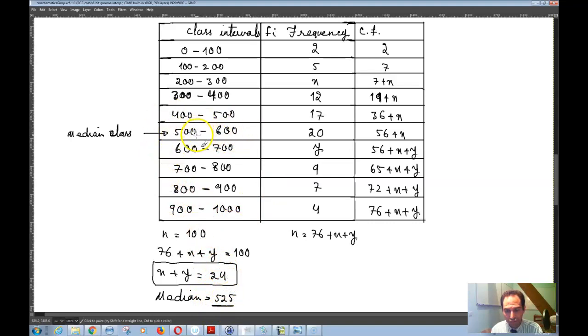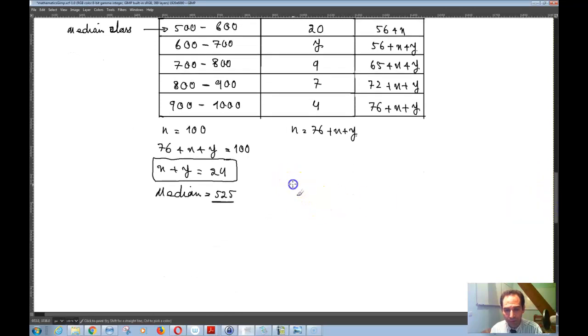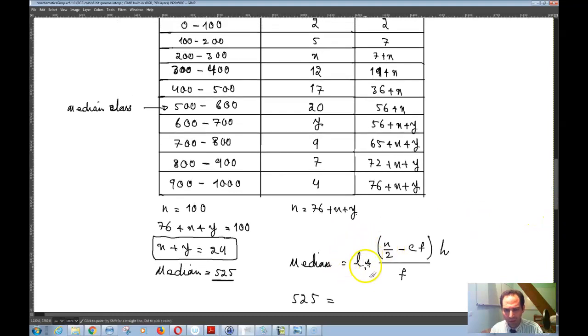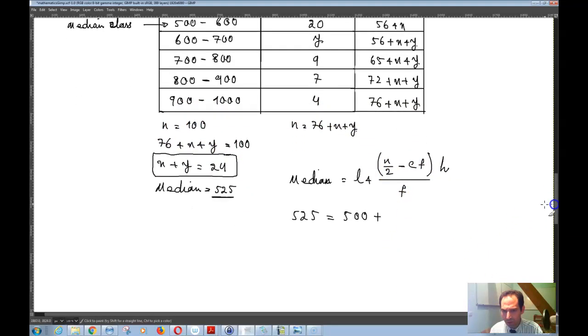So now we just need to apply the formula. The median is equal to L plus n divided by 2 minus CF, divided by f, times h. So the median is 525. L is the lower limit of the median class, which is 500. And n divided by 2 is 50.